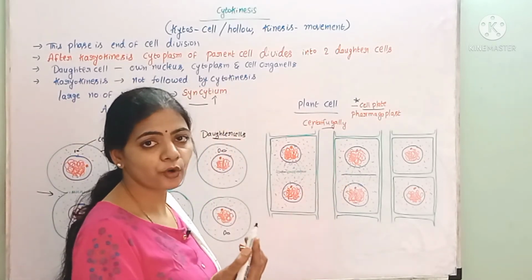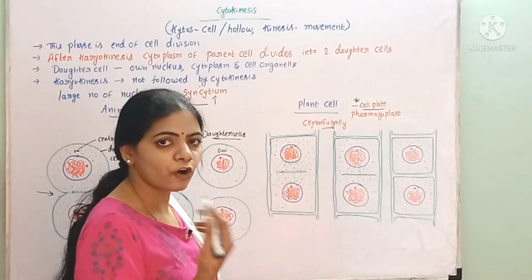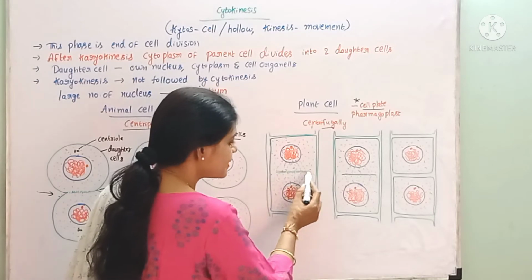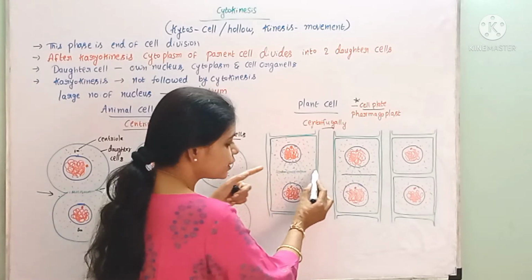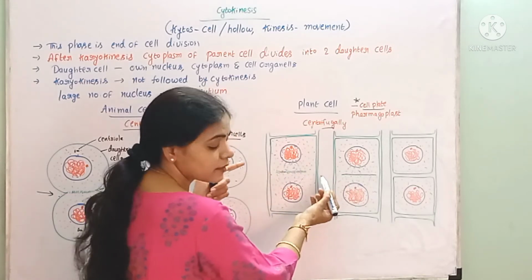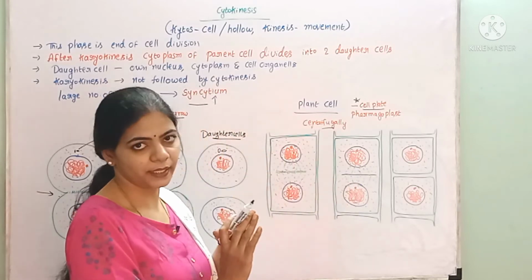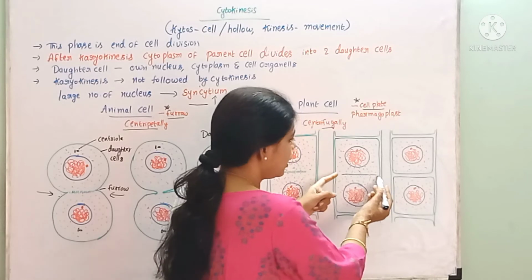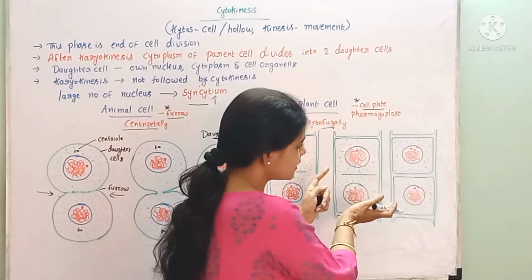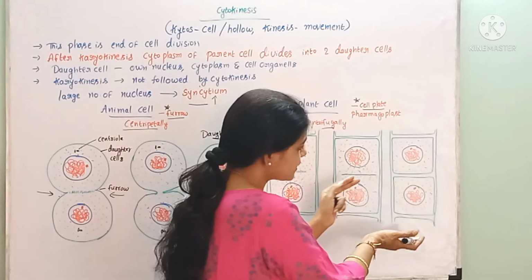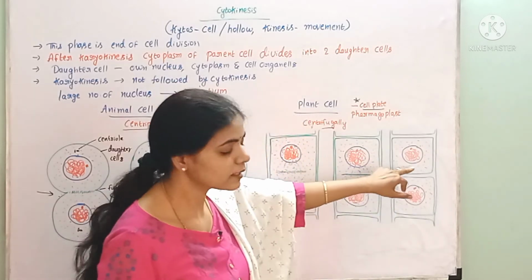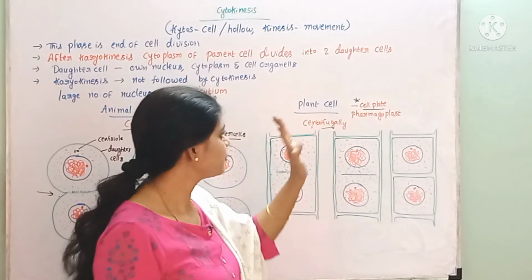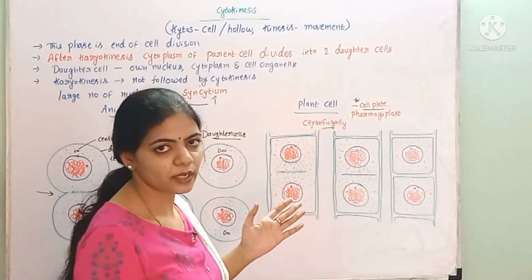Here, a phragmoplast structure is formed from the Golgi apparatus that will grow centrifugally. That means from the center to the periphery. That grows centrifugally and forms the cell plate. This cell plate finally touches the lateral walls and separates the two daughter cells, and each daughter cell has its own nucleus, cytoplasm and cell organelles. Like this, the plant cell cytokinesis occurs.